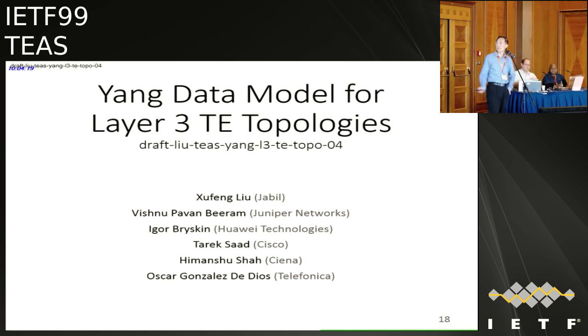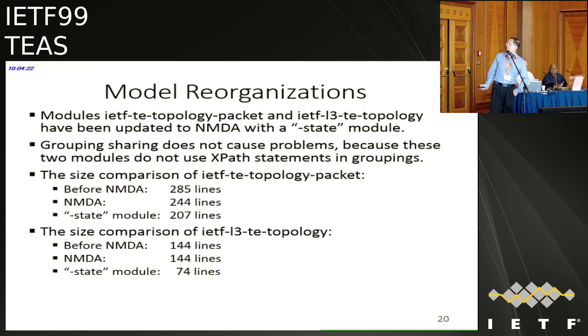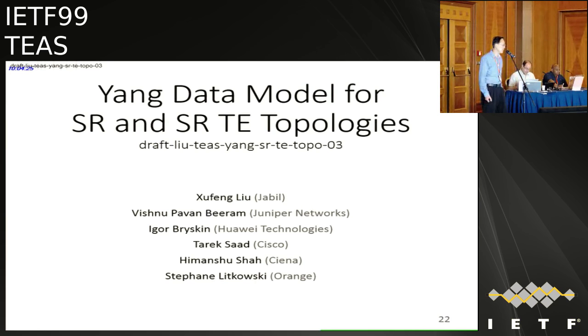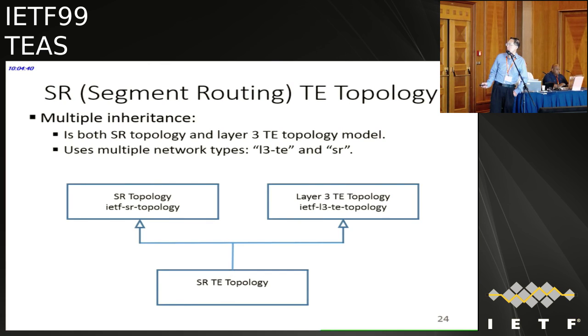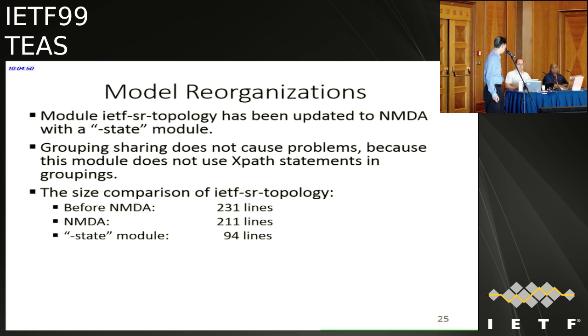Okay. Yeah. Thank you. Then another one for SR and SR topology, SRTE here. This is also an augmentation to the two generic models. One is a layer 3 unicast topology, and we also link that to our T topology. Combined together, make it both segment routing capable and T capable. So it's also been updated to the NMDA style.